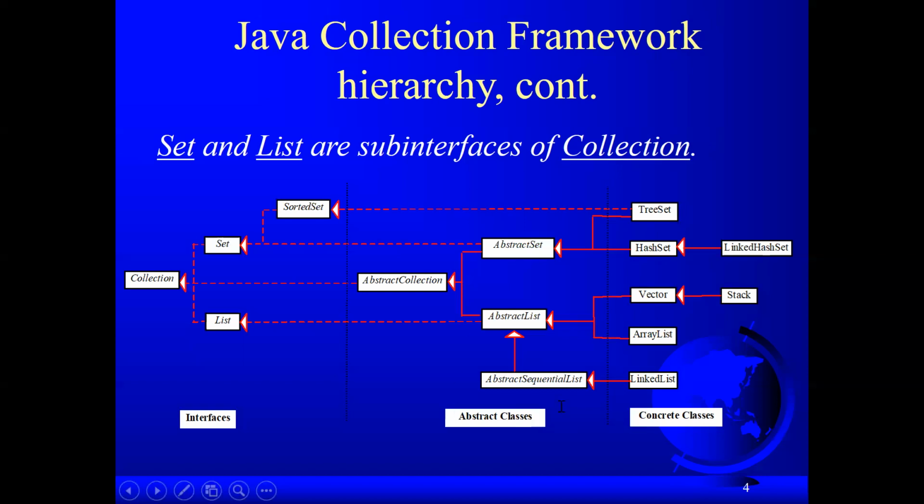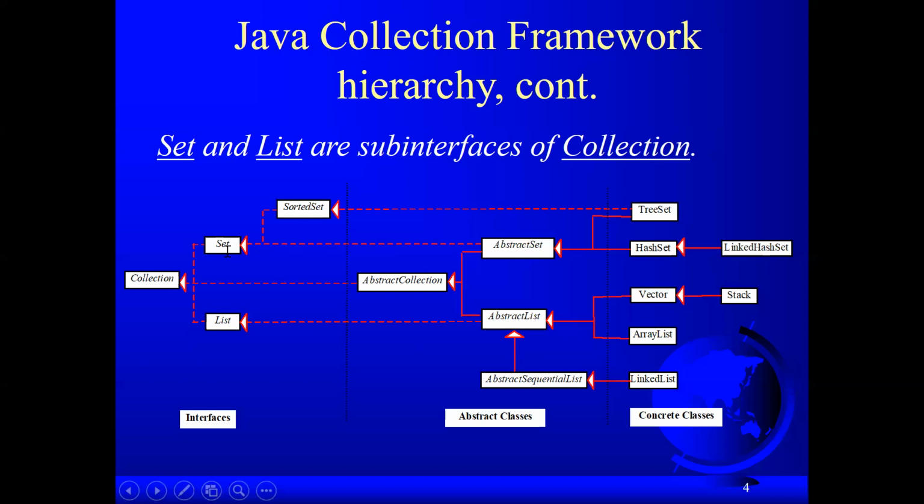But this line is representing abstract classes. Abstract classes means it will have some implementation and some abstraction. And there is a complete set of interfaces. So this is for the list.